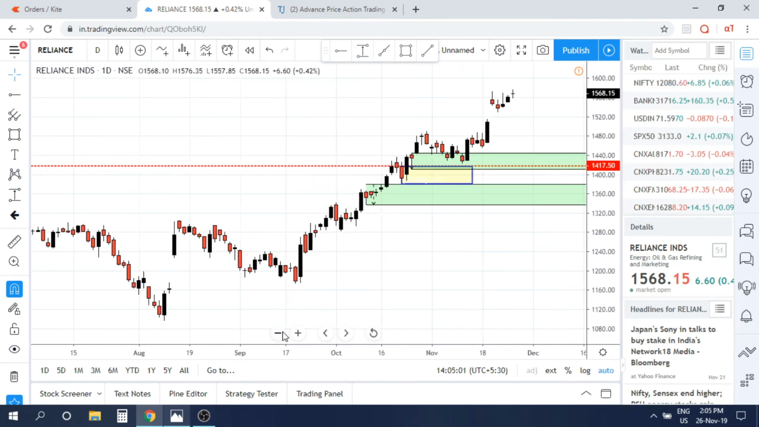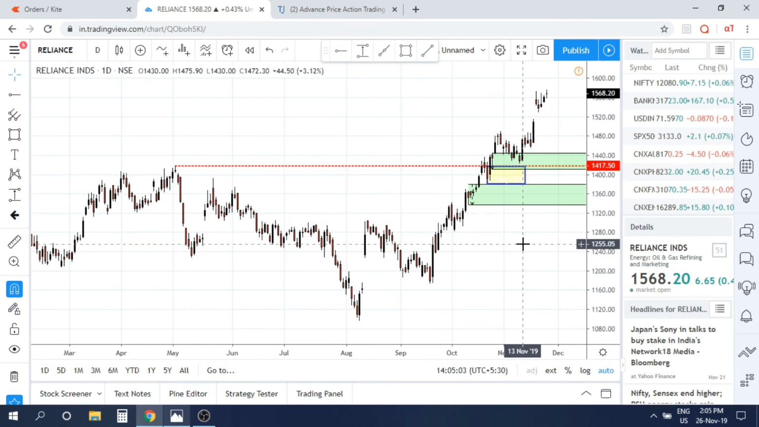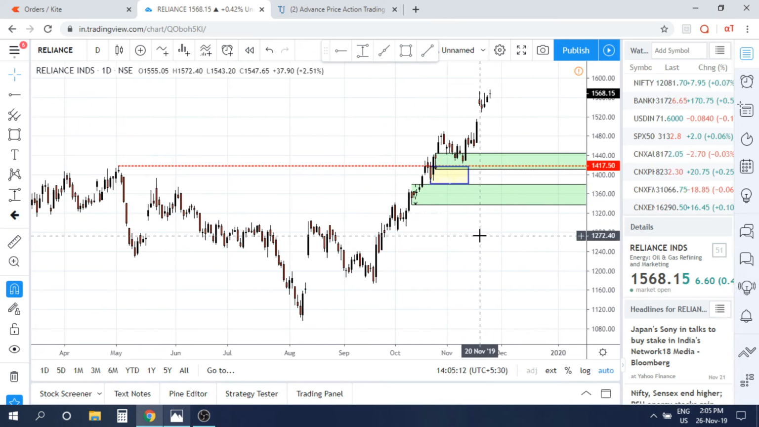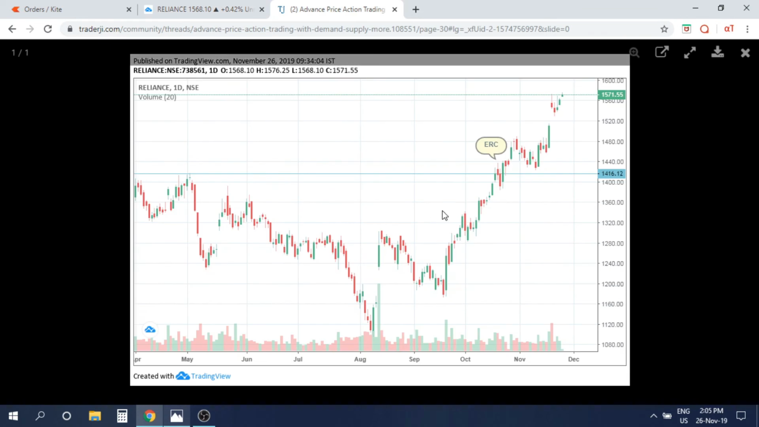So yeah, good. This is an example of an ERC, of course. Good example, Sablok. And this was a stacked zone scenario. The upper zone played out. Price did not come back to the lower zone.